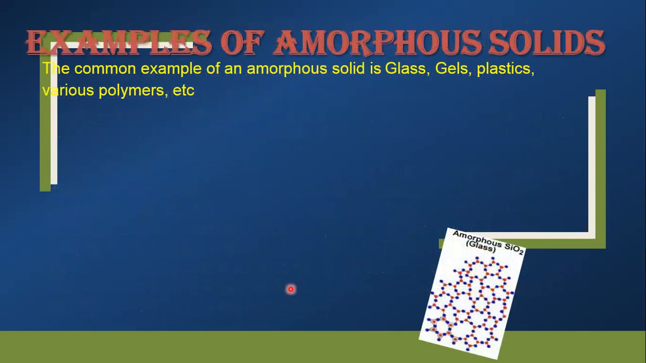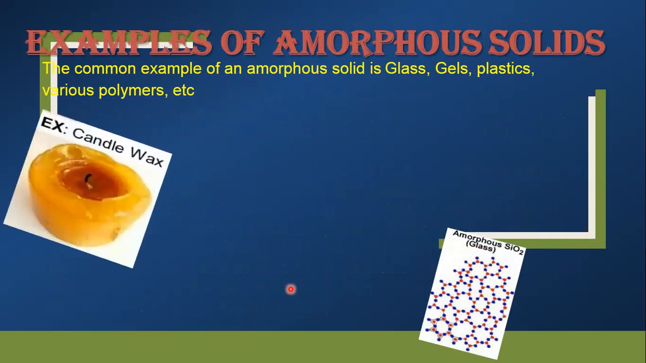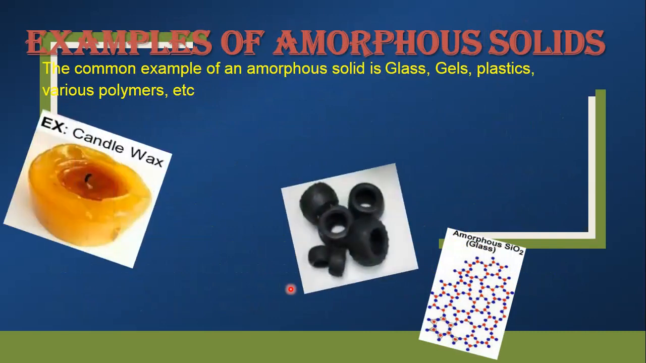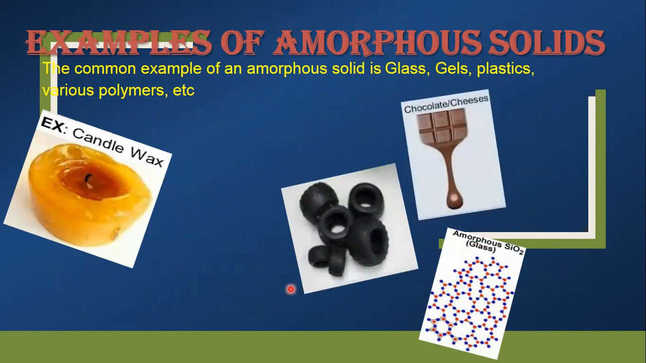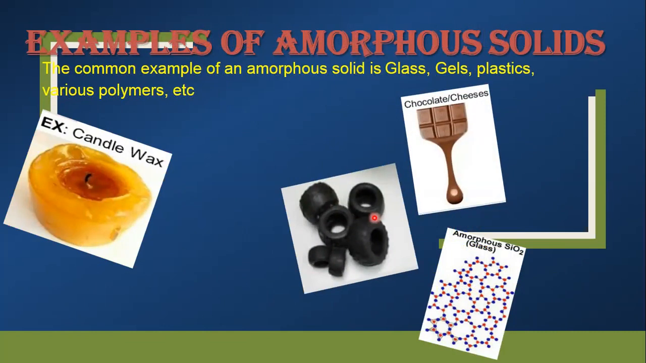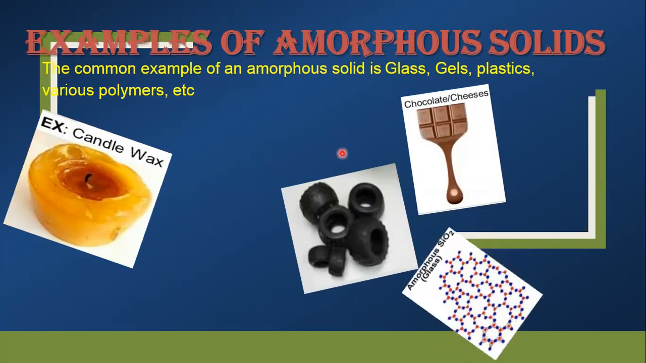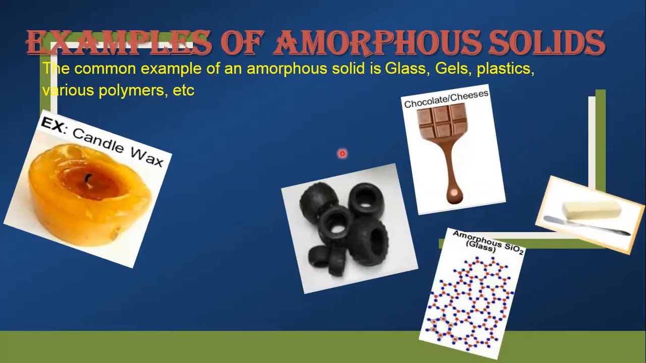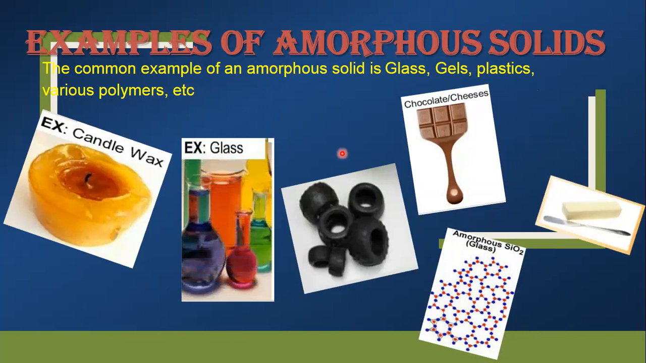Examples of amorphous solids are glass, gels, plastics, polymers, candle wax, rubber, chocolates and cheese, butter, glass. These are some important examples of amorphous solids. This is the structure of a glass.